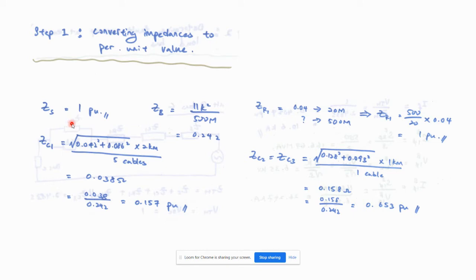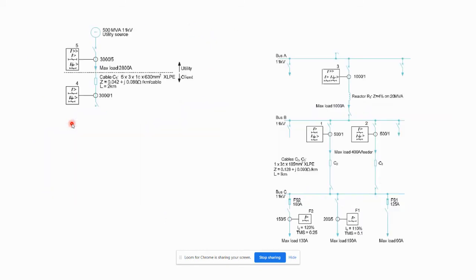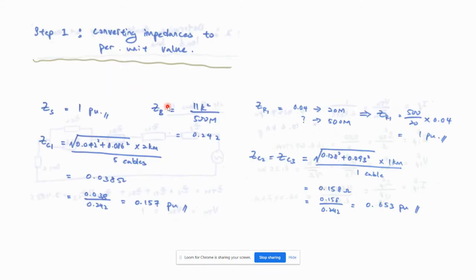We take it as 1 per unit because we take the source MVA and kV as the base value. So if we take ZS as 1 per unit, it is because we are taking our base value, the Z base, right? As I mentioned just now, the voltage and the S as our base value. So we can calculate our Z as such, right? This is the equation S equals V squared over Z. So I'm just doing the rearrangement. I just rearrange the equation and get ZB, the Z base value, as this.